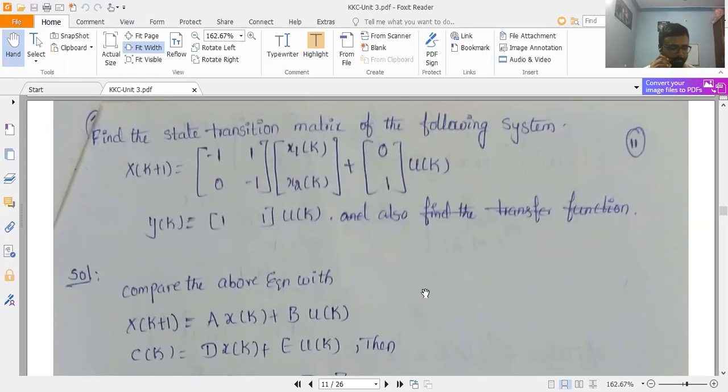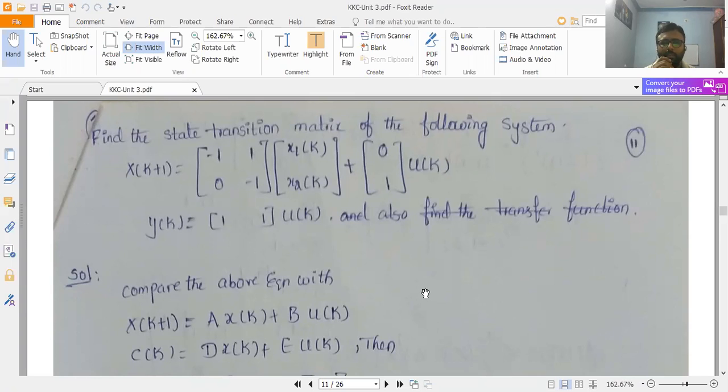For calculating the state transition matrix, we have two different expressions, that is phi of t is equal to Laplace inverse of (sI minus A) whole inverse, and also phi of kT is equal to Z inverse of (zI minus A) whole inverse into z. Two different equations we have framed for determination of the state transition matrix. So which formula we have to use?